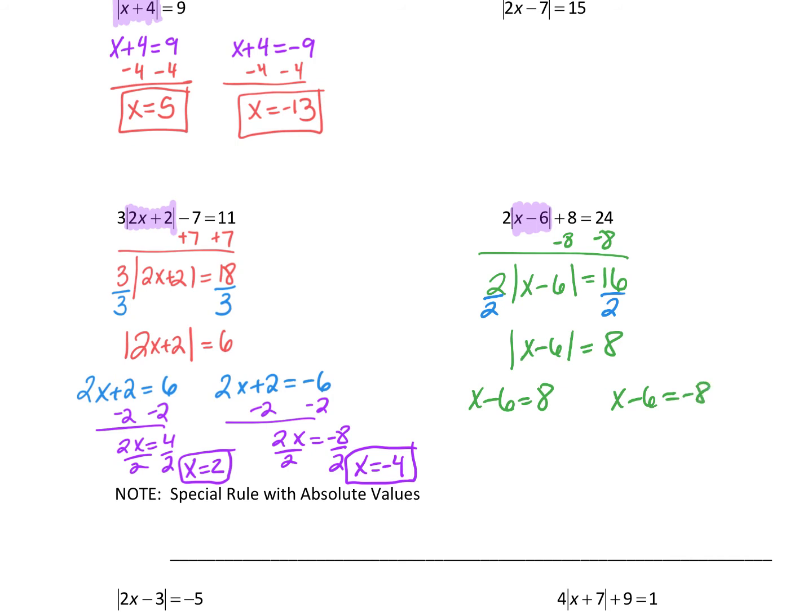Now I'm going to solve each of these equations. So to solve the first equation, I'm going to add 6, and I'll get x equals 14. I'm going to add 6 again, but now I have a negative 8, so negative 8 plus 6 is negative 2.